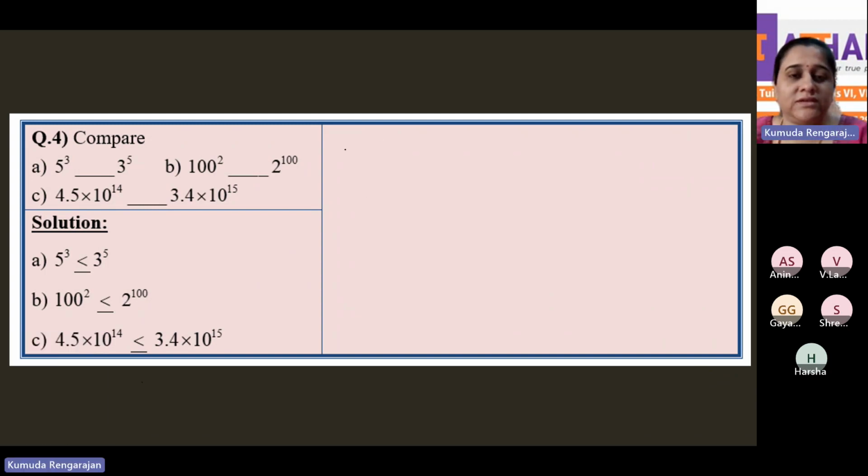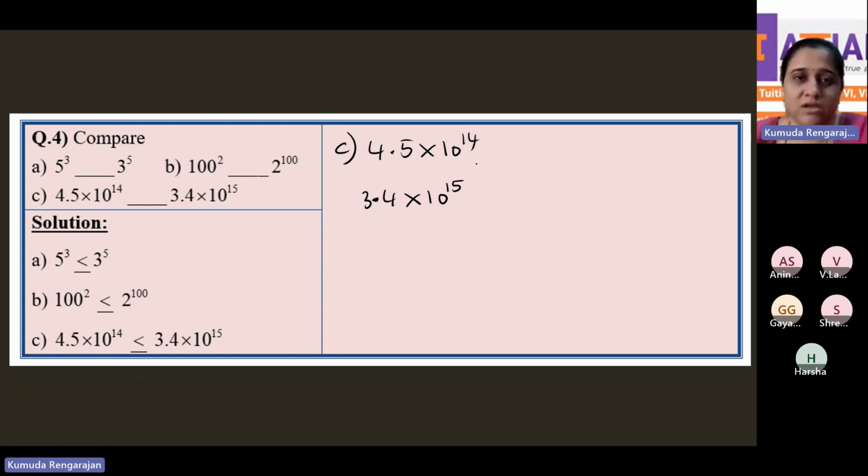Yes, children. Thank you. So here what you have to do is 4.5 into 10 to the power 14. But this one is 3.4 into 10 to the power 15. So it's difficult to compare. Difficult meaning you cannot compare in the face of the expressions.